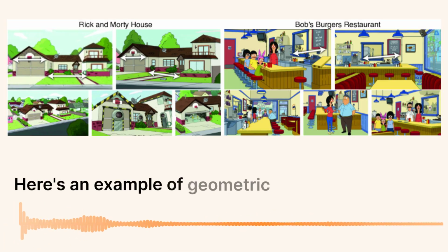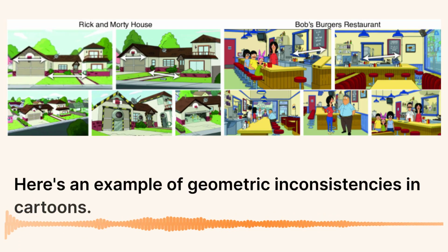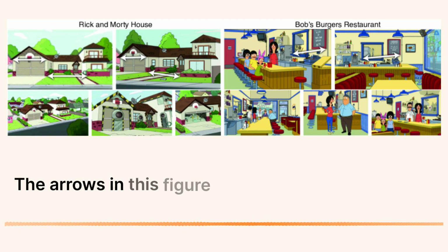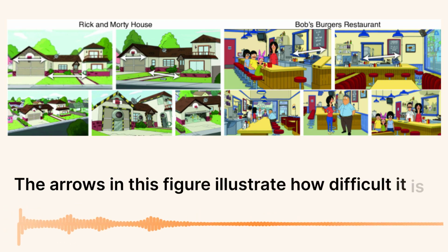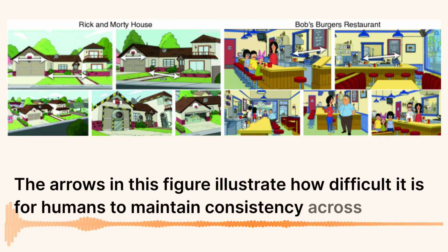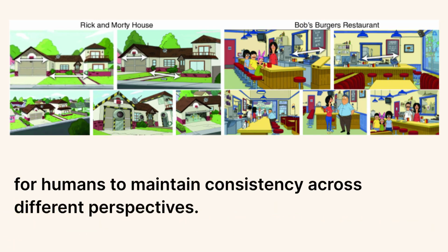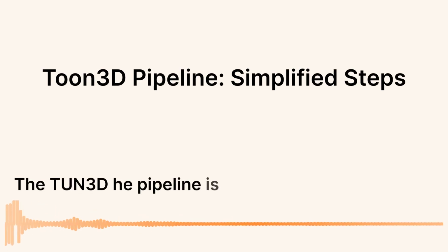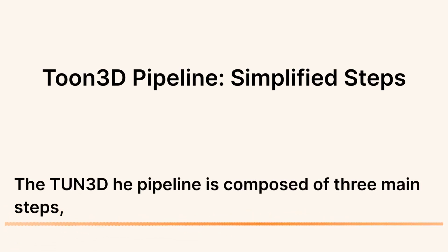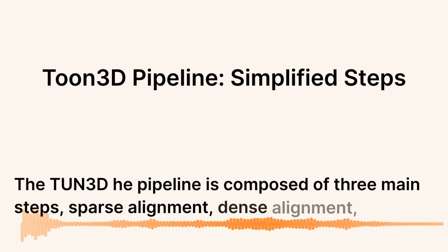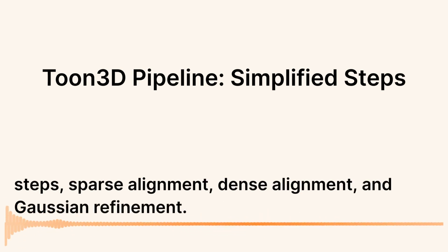Here's an example of geometric inconsistencies in cartoons. The arrows in this figure illustrate how difficult it is for humans to maintain consistency across different perspectives. The Toon3D pipeline is composed of three main steps: sparse alignment, dense alignment, and Gaussian refinement.